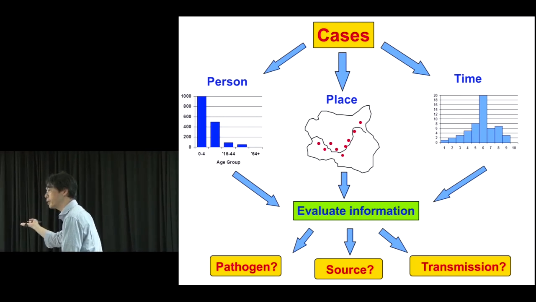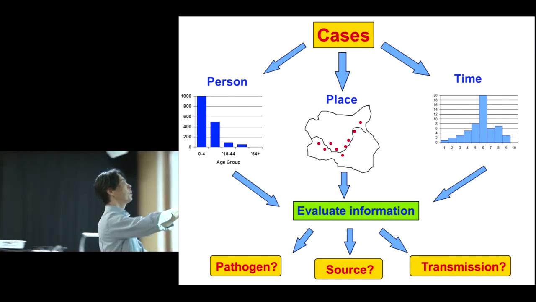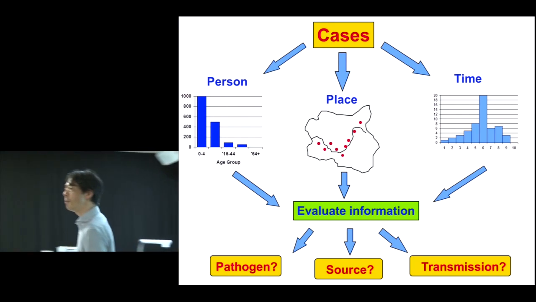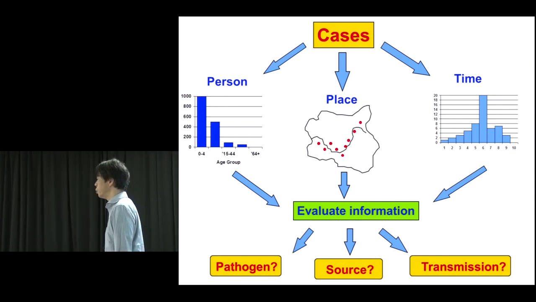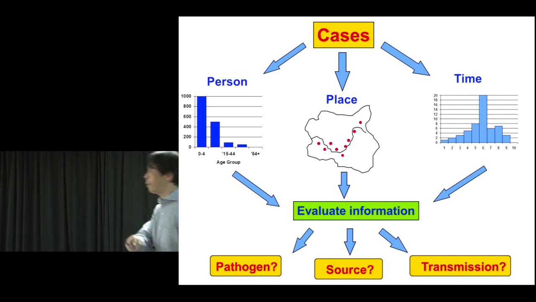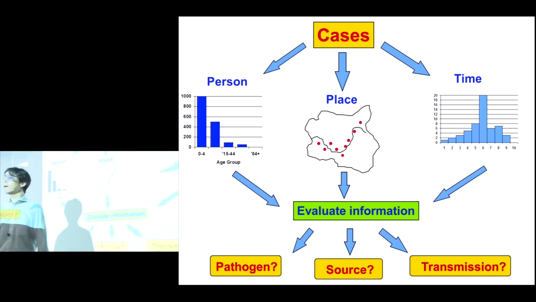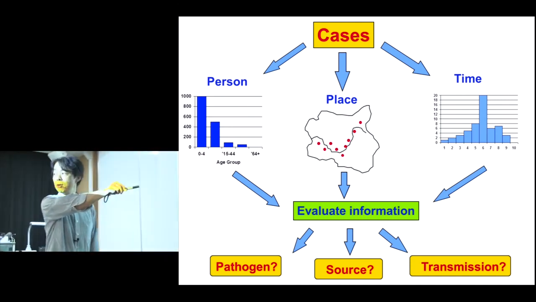However, for the public health officers, field epidemiologists, time means epidemic curve. Have you heard of epidemic curve? In Japanese, 流行曲線, epidemic curve. Epidemic curve is like here. The horizontal axis is a time frame, for example, July 1st, July 2nd, or whatever.